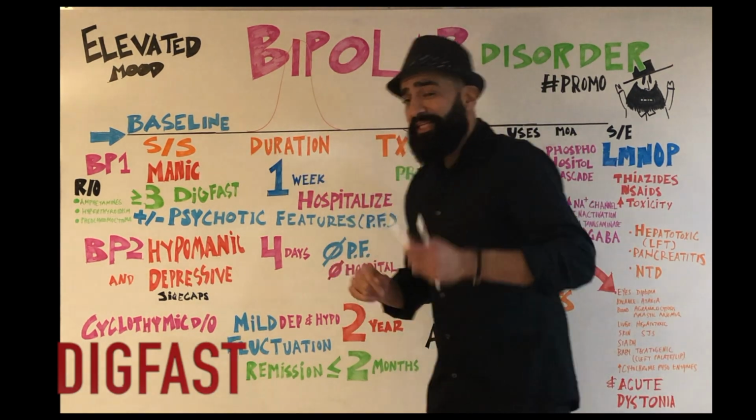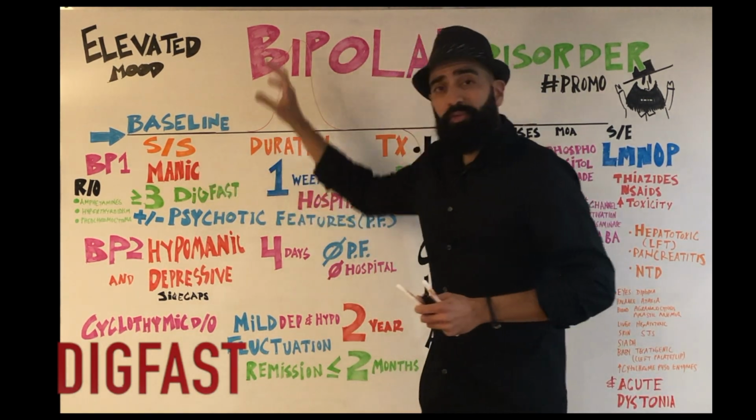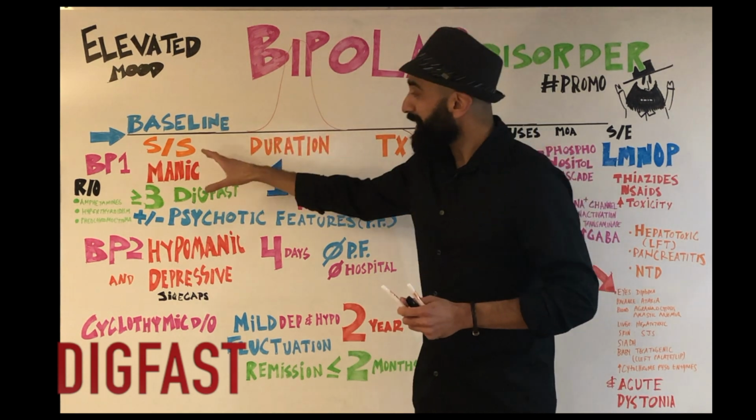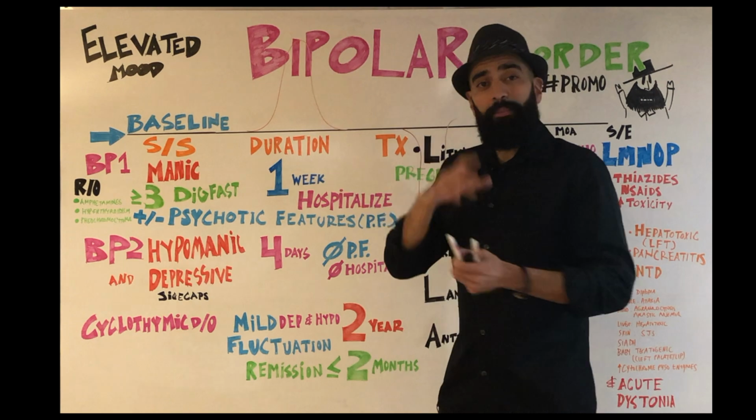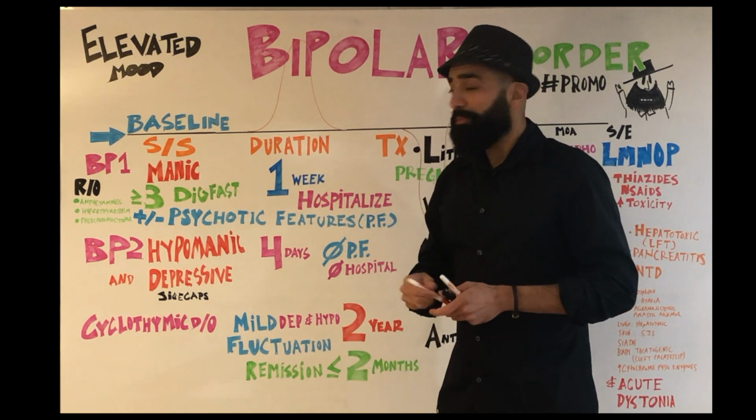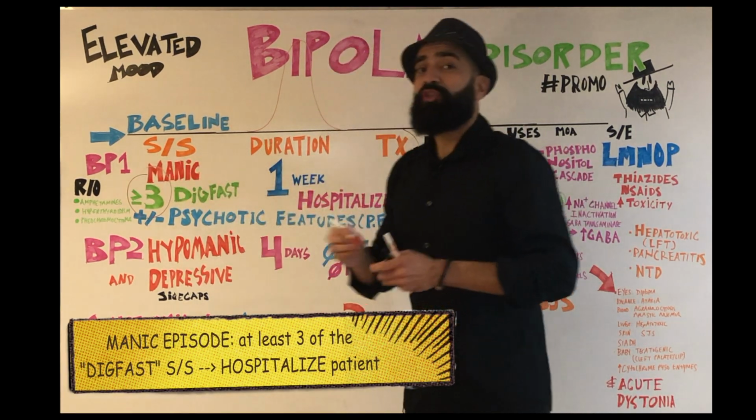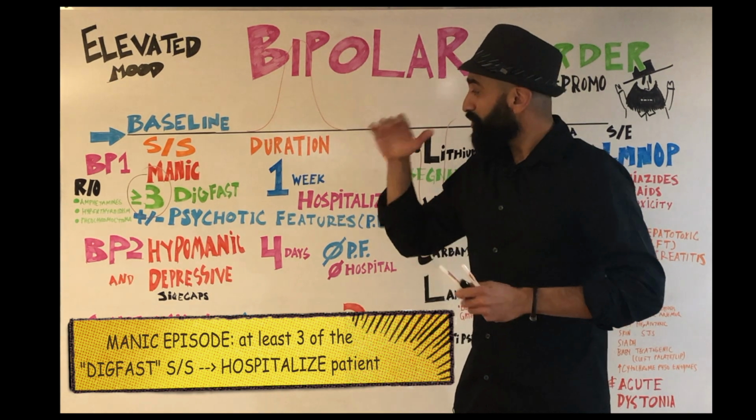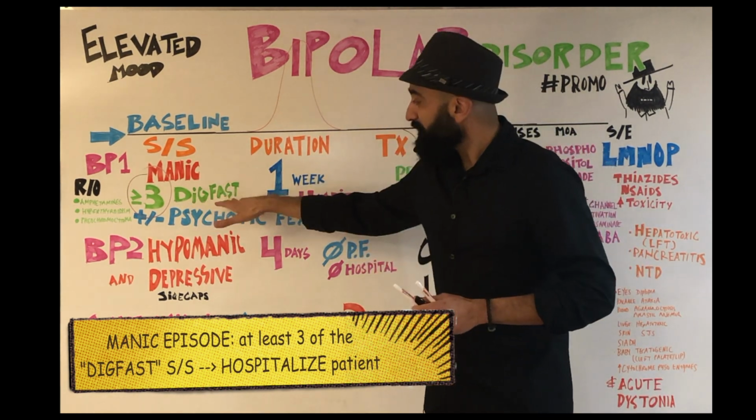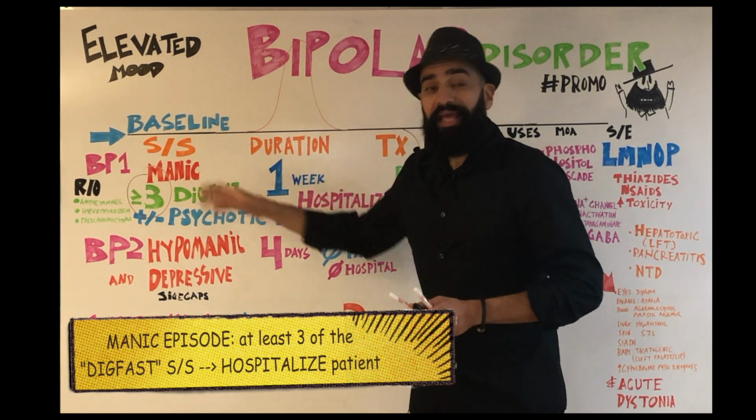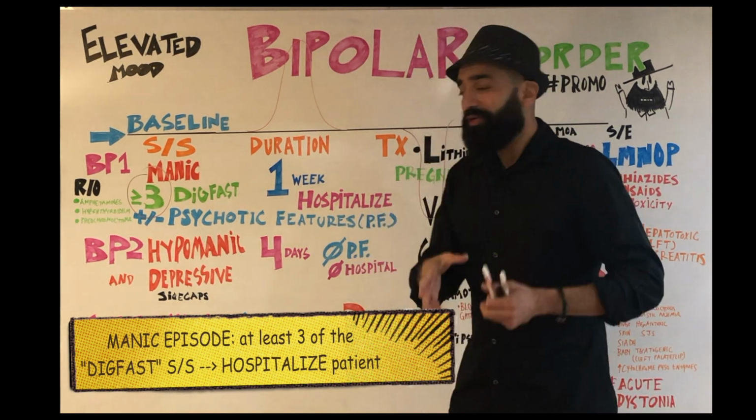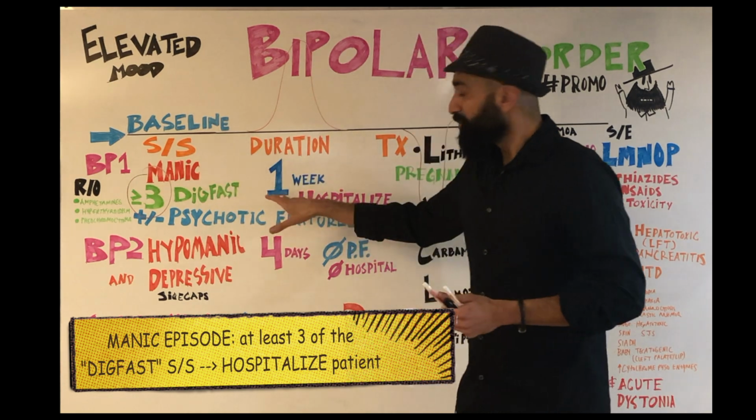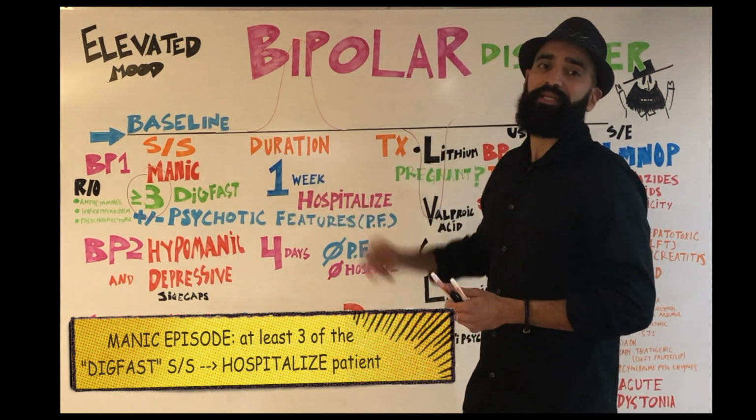Well, how are we going to make sense of that? In bipolar 1 disorder, you need a manic episode. A manic episode is just the symptoms we talked about. So there's going to be a bunch of symptoms. How many symptoms need to be present? At least 3 symptoms. You need at least 3 symptoms from the DIG FAST for a manic episode to be present. And this needs to be affecting your functionality. That means you're putting yourself at risk. And what do you need to do? You most likely have to hospitalize this person.